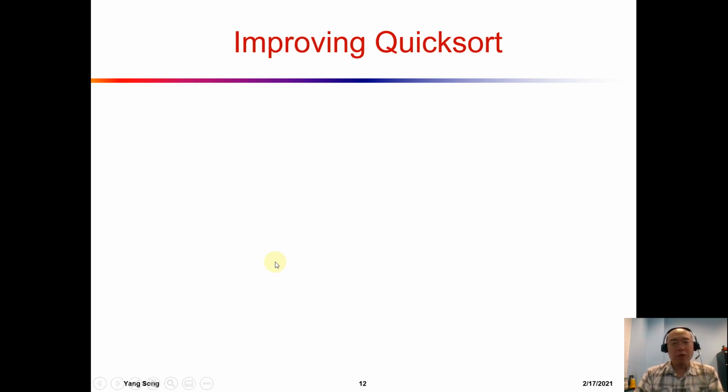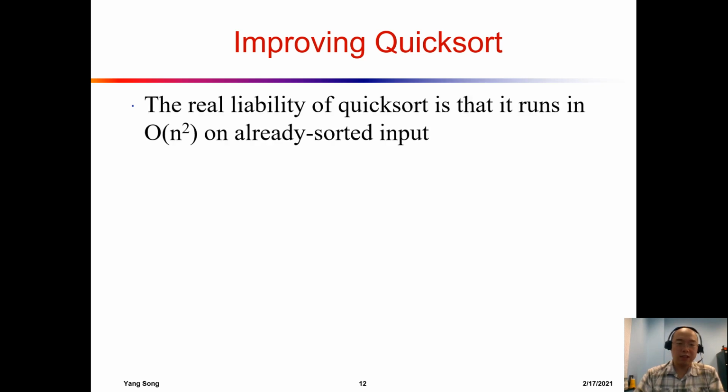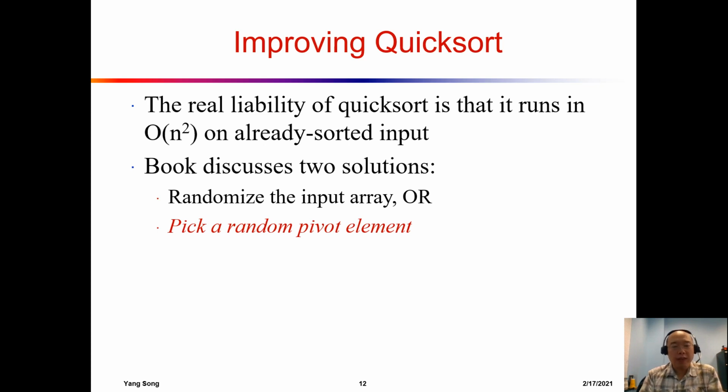Before we move on and talk more about the average case of the quicksort, here is one question we can discuss. How do we improve the quicksort? For the quicksort, one of the painful parts is if the list is already sorted, we actually have to spend O(n²) to sort it again. That's really painful. How do we avoid that? The number one solution we talk about in the book is we can randomize the input array.